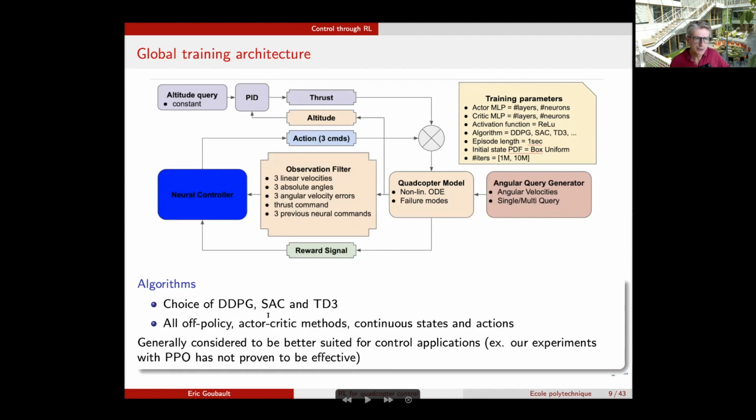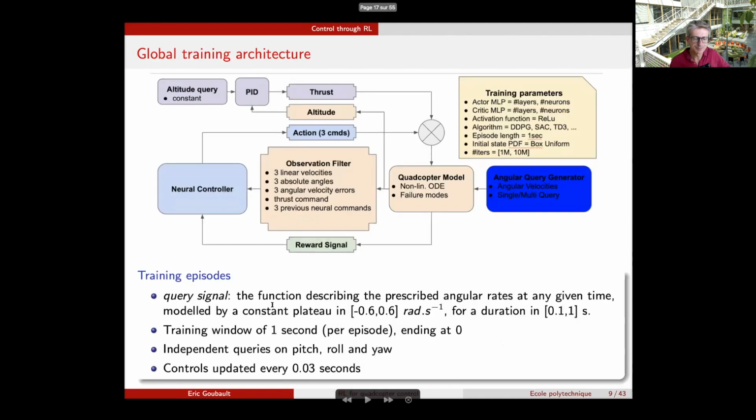We have also looked through different algorithms. So the most interesting ones were DDPG, SAC, TD3, and PPO. Actually, PPO has proven to be less effective, and DDPG, SAC, and TD3 have been designed for precisely this sort of control problems. We are training algorithms for continuous states and action spaces, which are very convenient for these control problems. It's not the case for PPO, but still we compared with PPO.